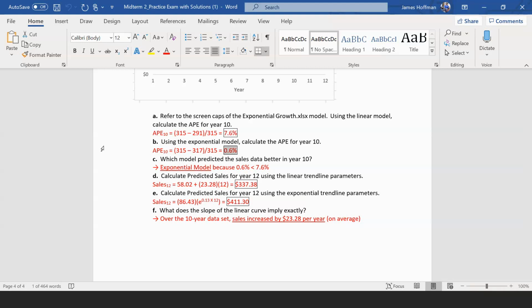Okay, so just put that in percent terms, and I think this one comes out negative. So just remove the negative because you want the absolute value, and so it's 0.6%. It actually comes out to negative 0.6%, but in absolute value terms, it's 0.6%.